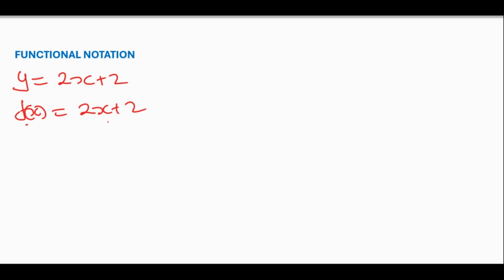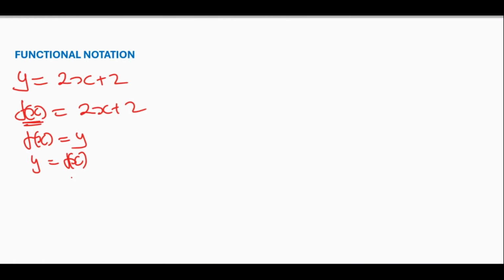I'm just giving this as an example. This is how we write an equation using functional notation, right? So it means f of x is equal to y, or y is equal to f of x. So the y values correspond to the x value given by f of x.